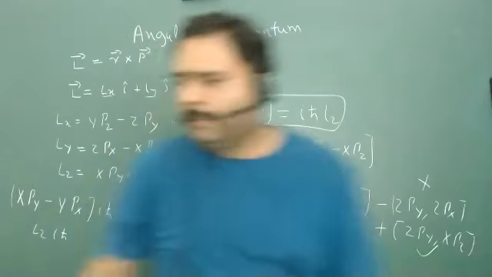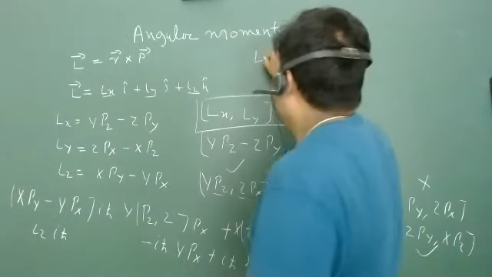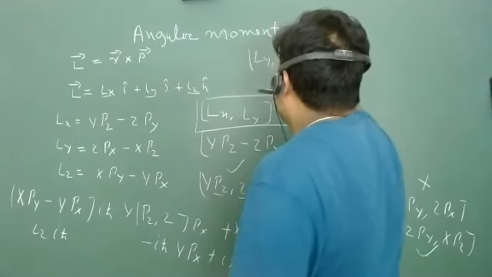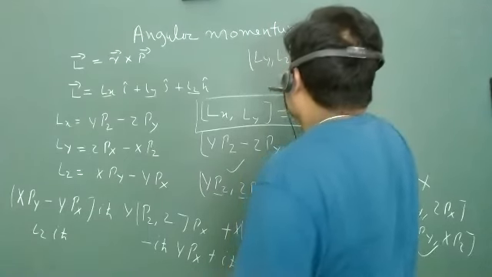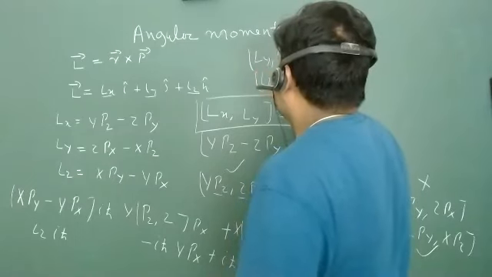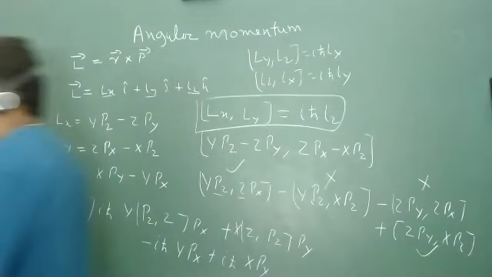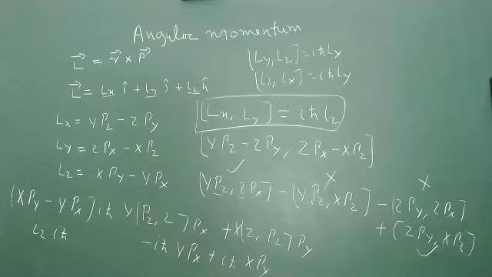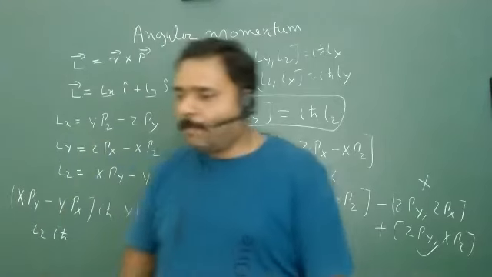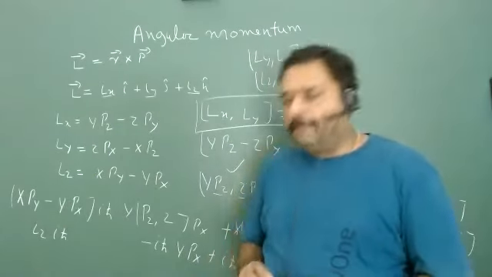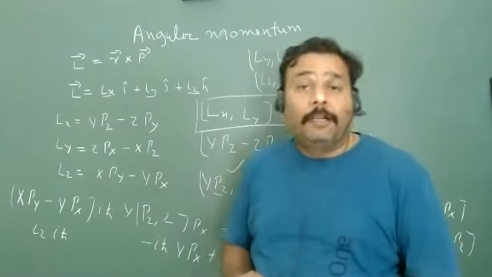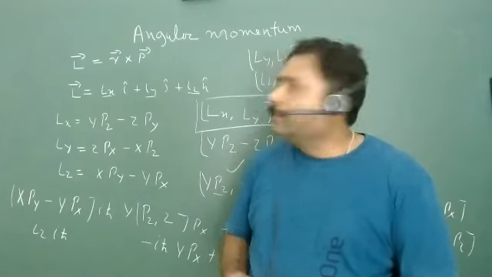Similarly, you can also figure out that [Ly, Lz] is i h-bar Lx, and [Lz, Lx] is i h-bar Ly. So is it good news or bad news? Bad news. It is not only bad news, it is very bad news. Why? Lx and Ly are not simultaneously measurable. So if Lx, Ly, Lz cannot be measured simultaneously, then how can you measure L?